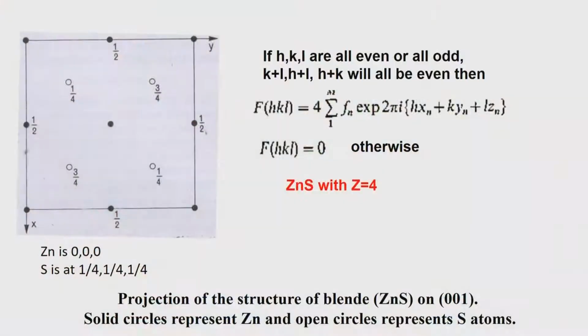We will take an example to illustrate this systematic absence by taking the structure of zinc sulfide. In fact, it is the mineral zinc blende. Zinc sulfide exists in various forms.